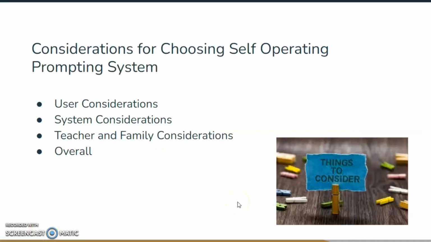Some considerations for choosing self-operating prompting systems are the user consideration, the system consideration, teacher and family consideration, and the overall consideration. So in the user consideration, is a self-operating prompting system needed or desirable? Which prompts or cues is the student able to understand and follow within that system? Does the student have a preference for a particular system? Some system considerations include which system is better suited to the task or learning goal? Is the device appropriate or allowed? Some smartphones are not allowed in schools.